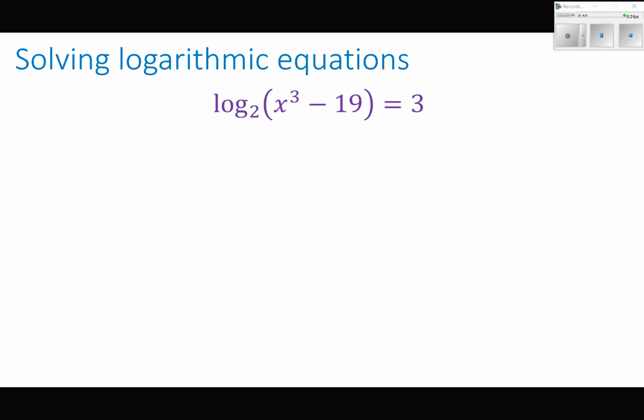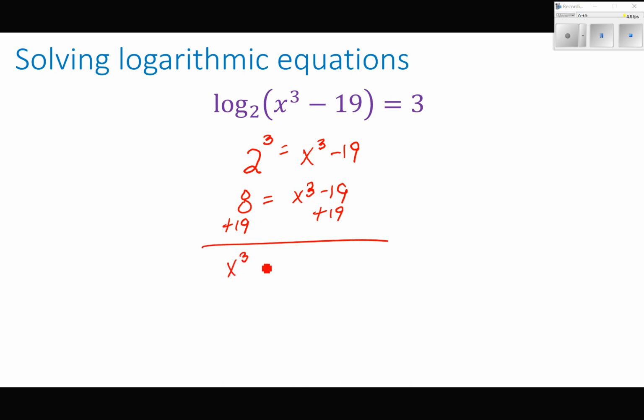If we had this one with a base 2, so again, understanding what we're doing with exponentials, I could rewrite this with an exponential of a base 2 raised to the 3rd equals x cubed minus 19. 2 cubed is really 8, equaling x cubed minus 19. If I were to add 19, I would end up with x cubed equals 27. Right the other way, keep it in line.